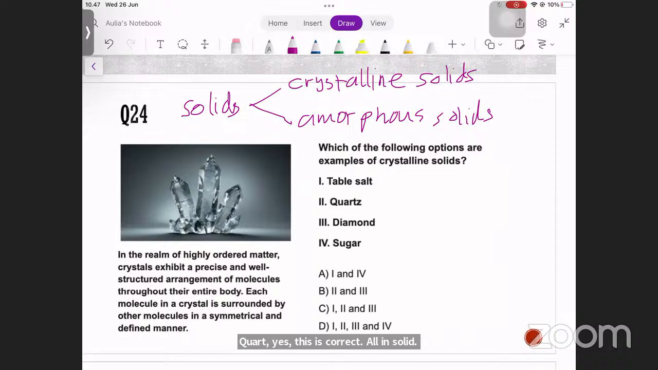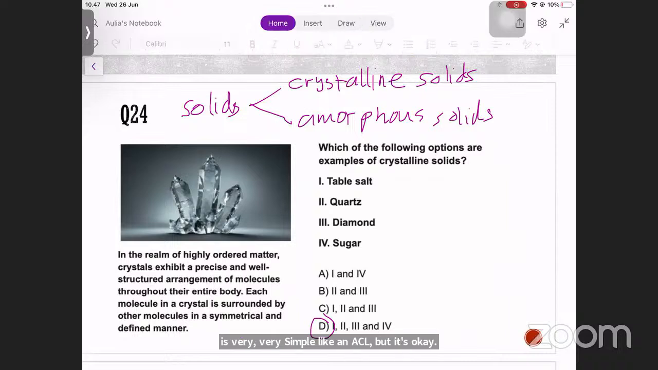For table salt, I have a bit of disagreement regarding this, but since there is no two, three, four option here, we can say that all of them are correct. So let's just say for now that one, two, three, four is correct. Even though I'm not pretty sure about the table salt, because it is very, very simple, like NaCl. But it's okay. Let's follow this question anyway. So yes, it is D.